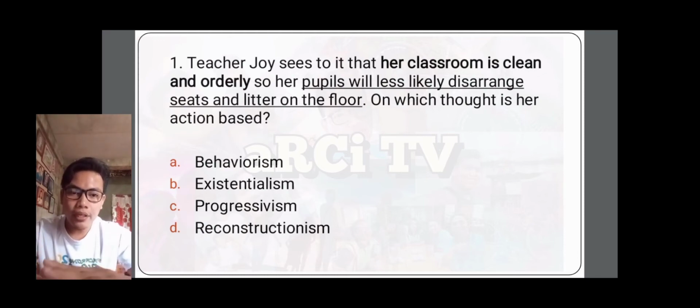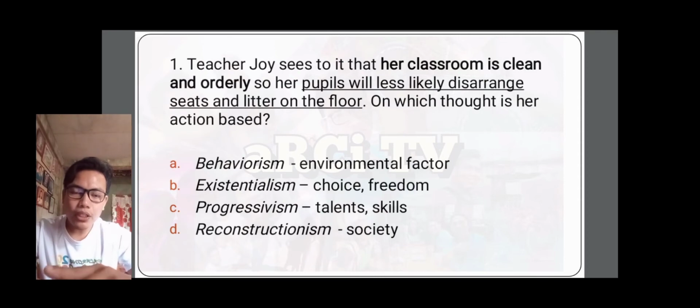Now, letter D, reconstructionism. Reconstructionism is about society, di po ba? And letter C, progressivism is about talents and skills. About po ba yan sa society? About po ba yung ating keyword sa talents and skills? Or letter B, existentialism. Choice, freedom, will, decision making. About po ba yan sa choice, freedom ng mga bata? And letter A, behaviorism. About environmental factor or change in behavior because of environmental or external factors.